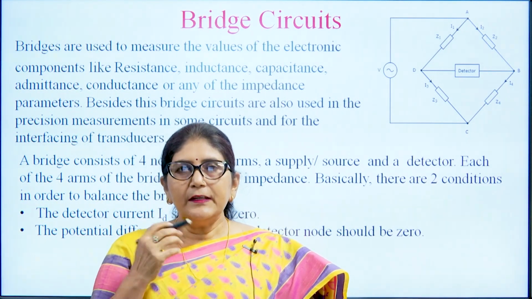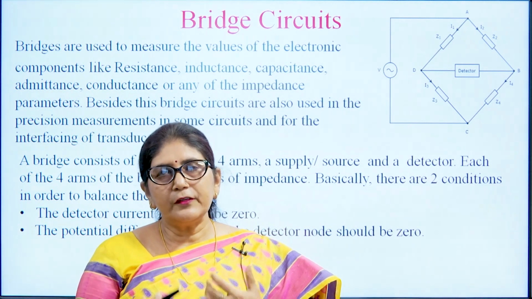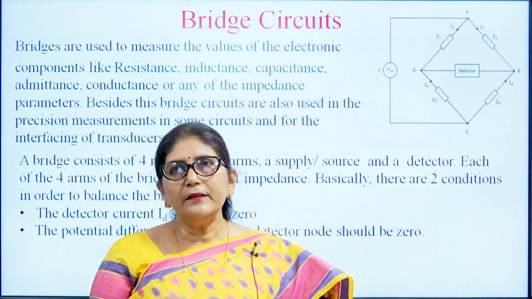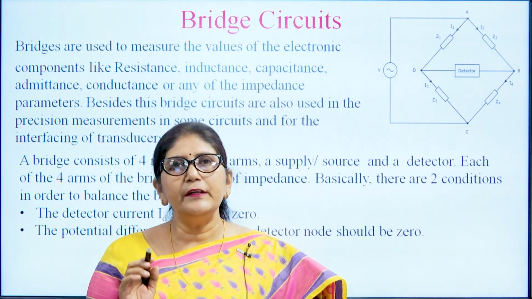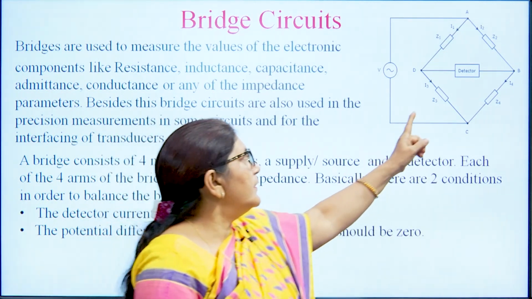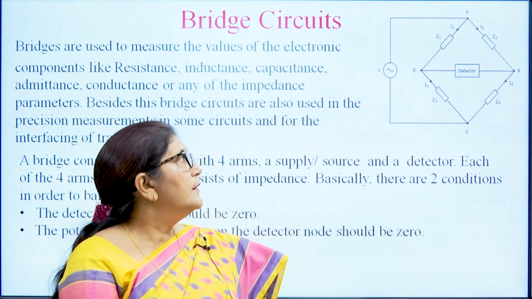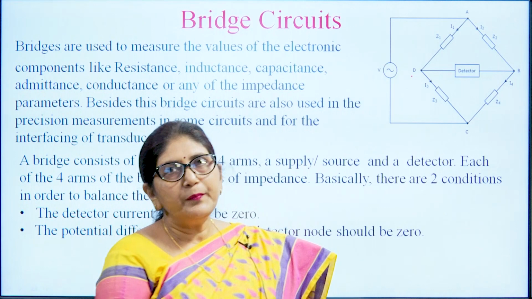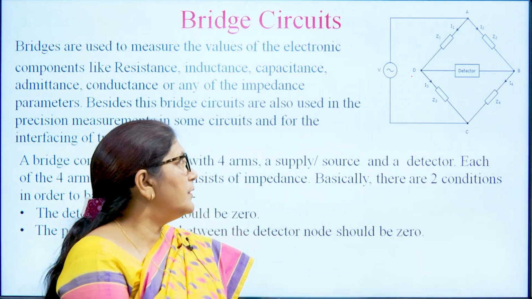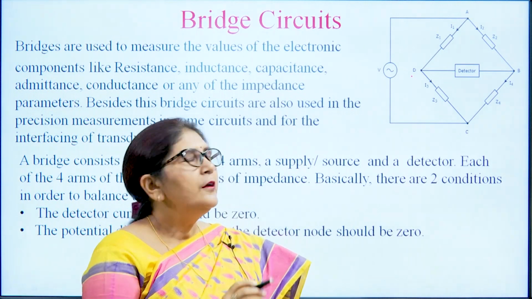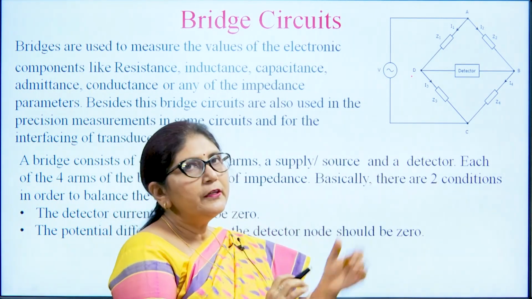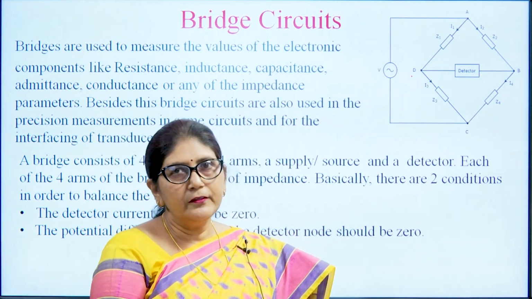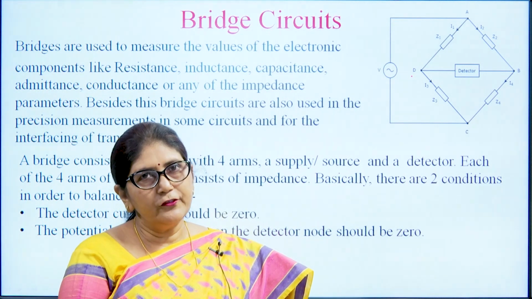To bring the bridge to the balanced condition, we have to vary any one of the impedances Z1, Z2, Z3, and the bridge is in the balanced condition when there is no current through the detector. No current through the detector means that the voltage at point D and the voltage at point B are the same. When the voltages at B and D are the same, there is no potential difference, so no current will flow through the detector, and it will not deflect. That is known as the balance condition of the bridge.